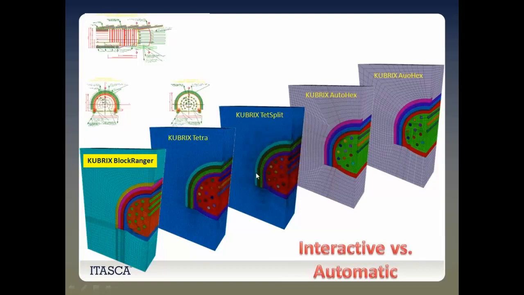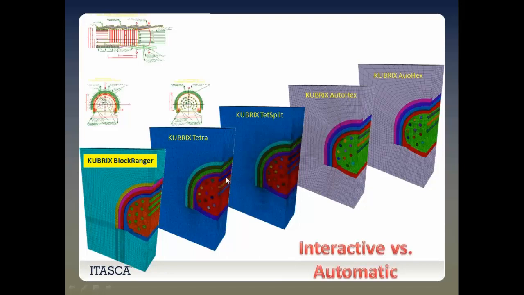This is the KUBRIX TET split meshing. Every hex has been broken down to hexahedron. Again, for regular finite element analysis, this is not a good type of mesh. For Flag3D, it works perfectly. It works quite well. This is what is obtained with KUBRIX auto-hex meshing.